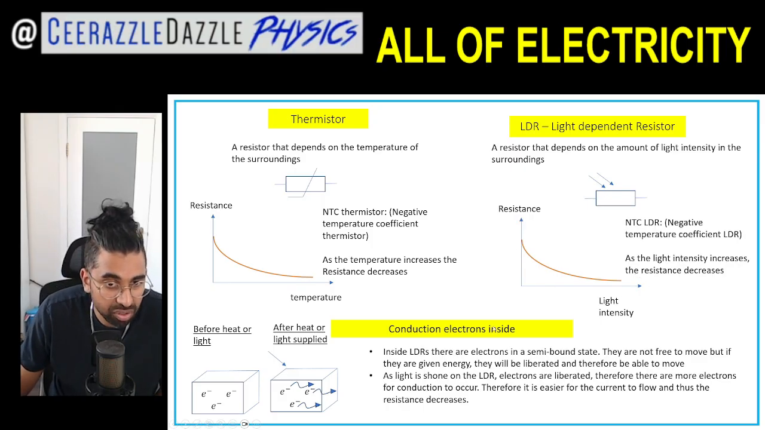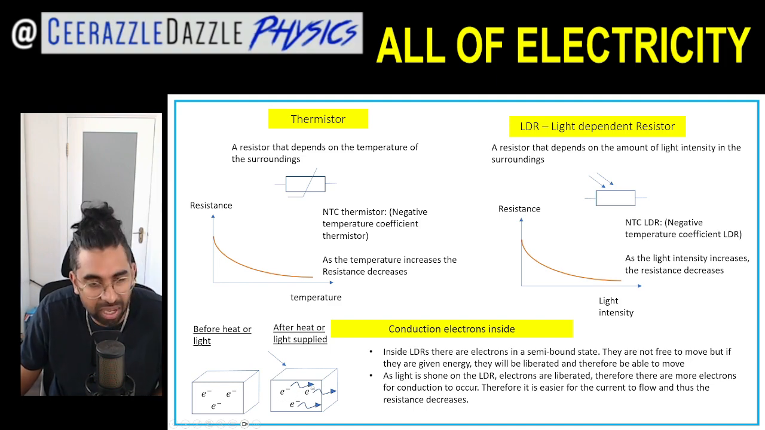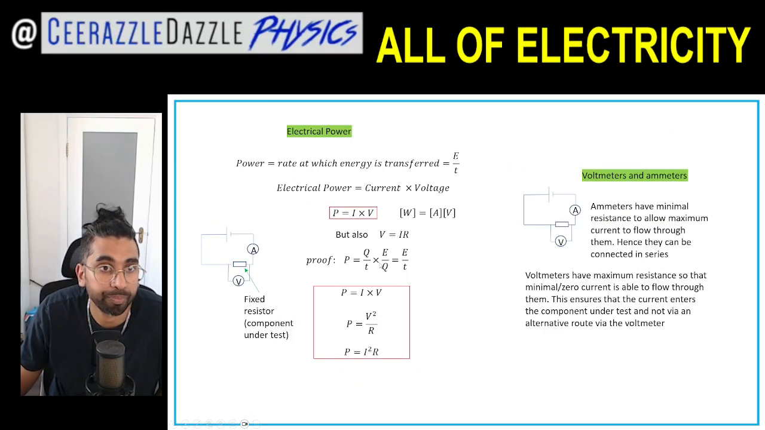The conduction electrons inside. So why is this occurring over here? First of all, imagine we have a box and you've got electrons which are in a semi-bound state. Electrons, they're not free to move, but they can move if they're given a bit of energy. If you apply some light, in this case from the LDR, or some heat from the thermistor, what happens is these electrons break free and now are able to flow. And obviously if the electrons inside are now able to flow, that will reduce the resistance. Hence why for both of those graphs for the NTCs, they both drop down.